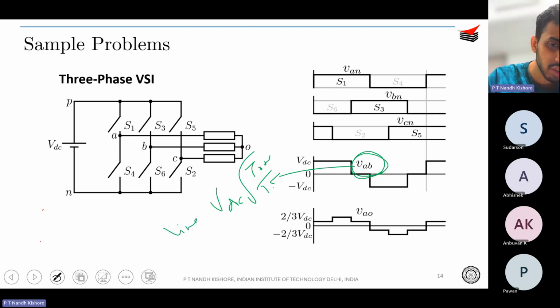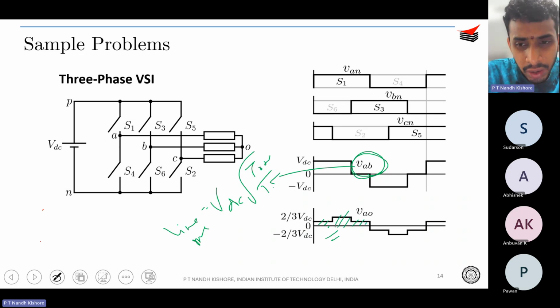This is your line voltage. So for the line voltage RMS, you know what your RMS is, correct? In the case of line voltage, you can always find the RMS of this waveform VA naught. But you can see that it's quite tedious: you have some voltage over here, some other value over here, then again something different over here, and different over here.